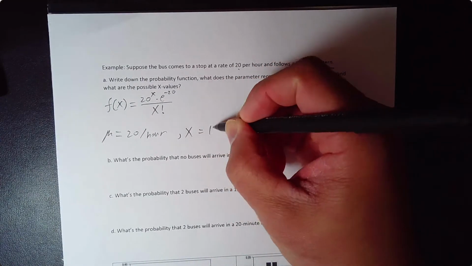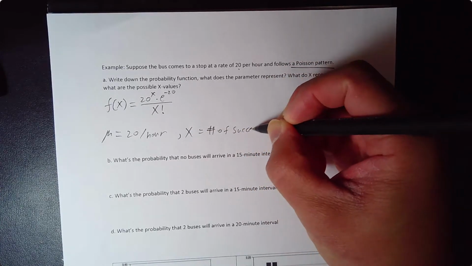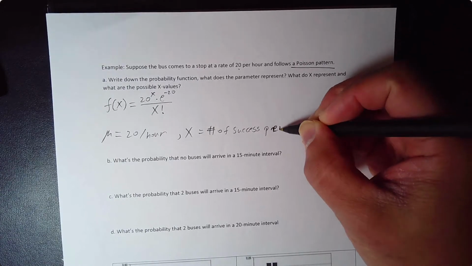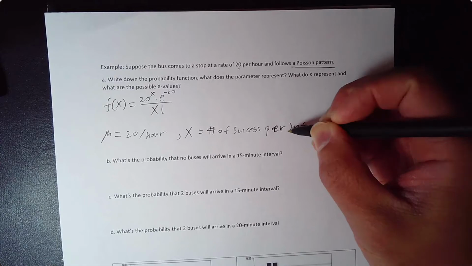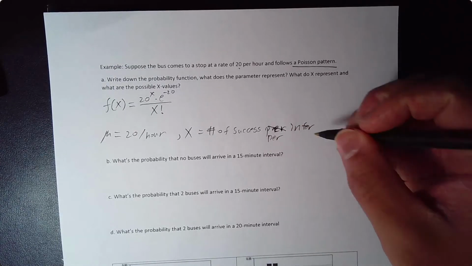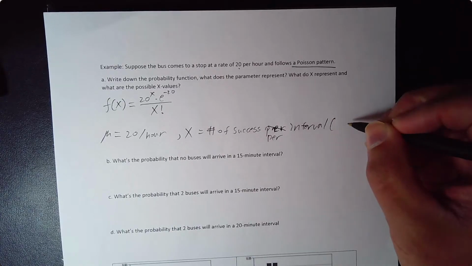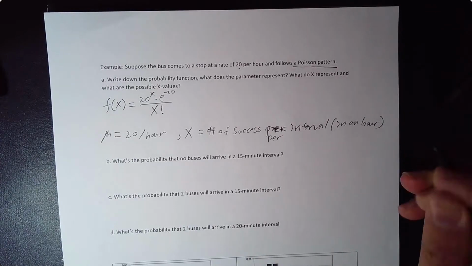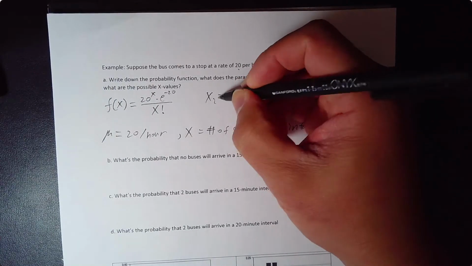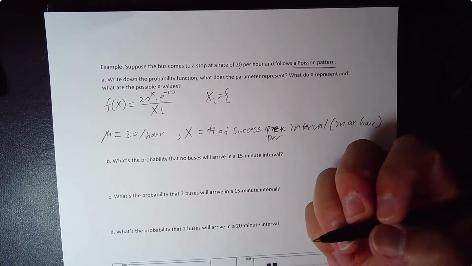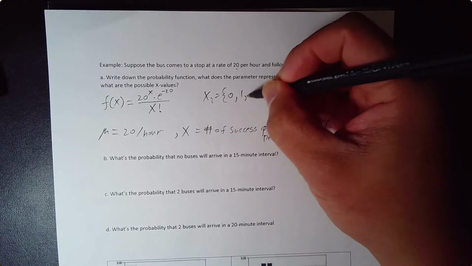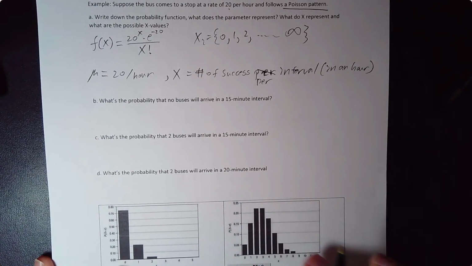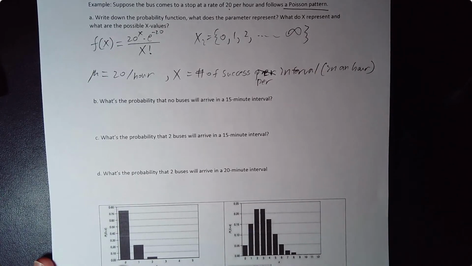Okay, what does x represent? Well, x represents the number of successes per interval, in this case in an hour. And always remind yourself what are the possible values that x can take on. It will be 0, 1, 2, all the way to infinity. Now, what is the probability that no bus will arrive in a 15-minute interval?